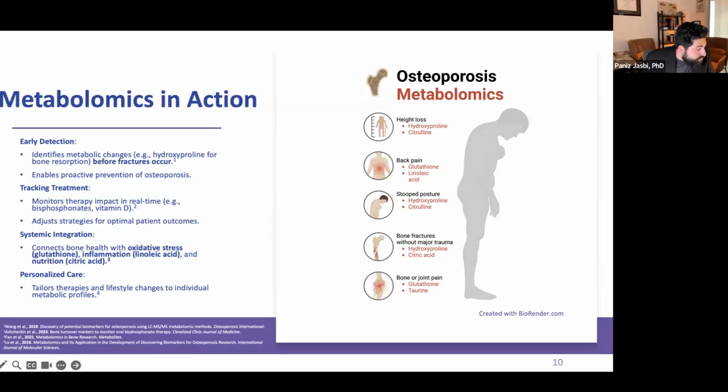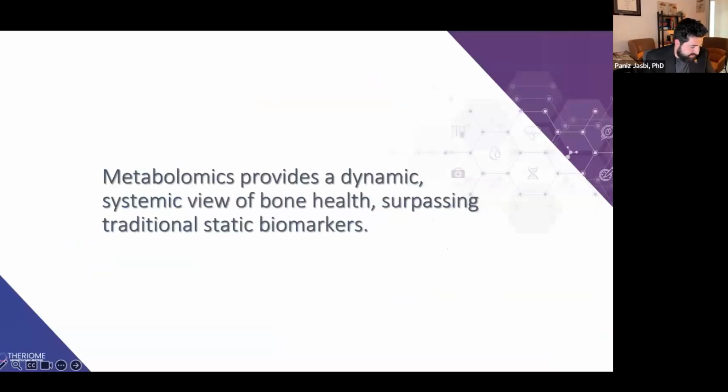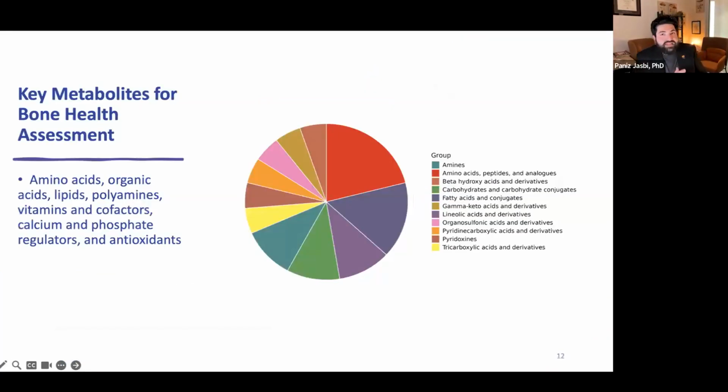And then with our digital twinning, we can provide these really tailored insights into not only their metabolic profiles, but also lifestyle recommendations and targeted therapies to optimize their bone health outcomes. So the take-home message is, again, metabolomics is going to provide a dynamic system view of bone health, surpassing traditional static biomarkers. We have 21 metabolites that we've indexed for this domain, and they are across these 11 chemical subclasses you see in the pie chart.